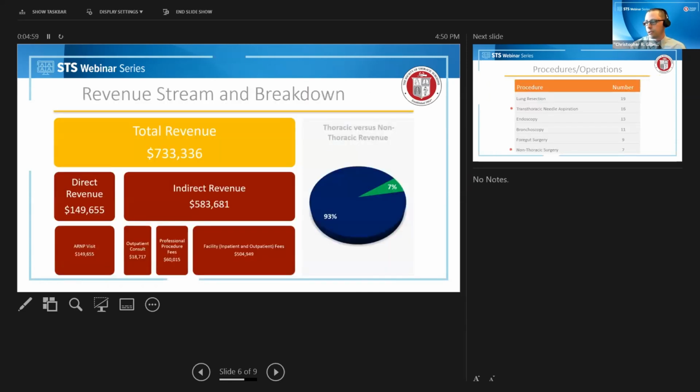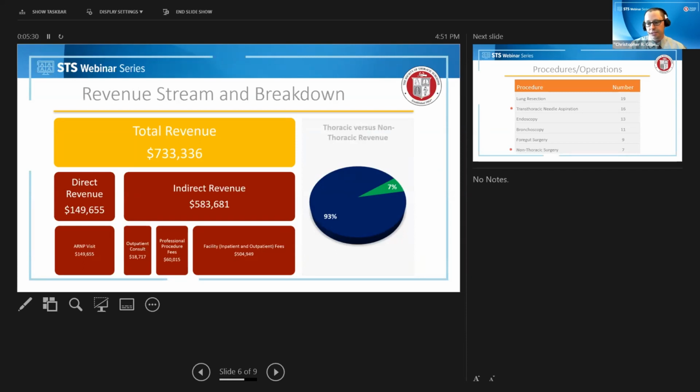And here was our revenue stream and breakdown. If you look on the right side first, you can see that the majority of the revenue we brought in was related to the thoracic division. Again, that was the thoracic surgeons, the interventional pulmonologists, as well as the ARNPs. There was some revenue brought in with the non-thoracic surgery evaluations, but the majority was related to thoracic surgery. The total revenue was 733,000 plus.